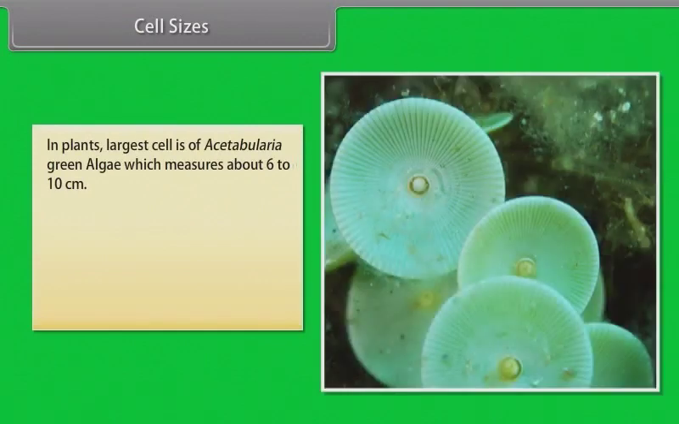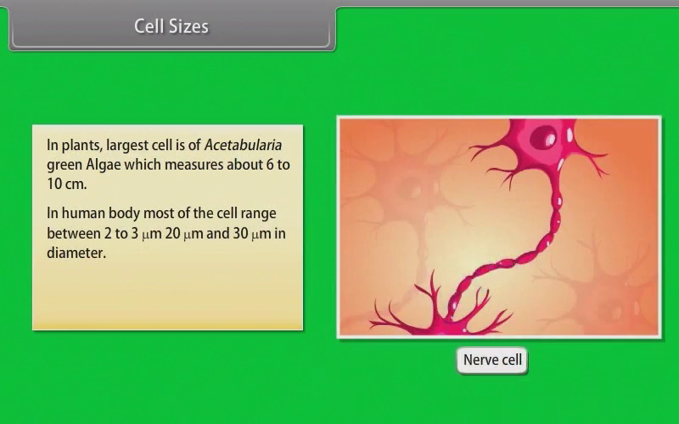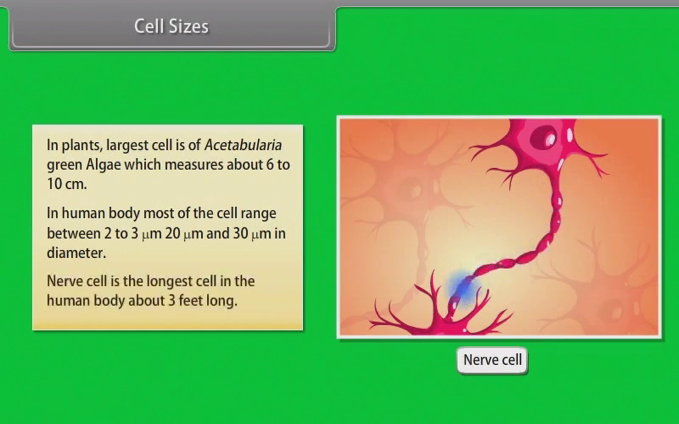In plants, largest cell is of Acetabularia, green algae, which measures about 6 to 10 centimeter. In human body, most of the cells range between 2 to 3 micrometer, 20 micrometer and 30 micrometer in diameter. Nerve cell is the longest cell in human body, about 3 feet long.